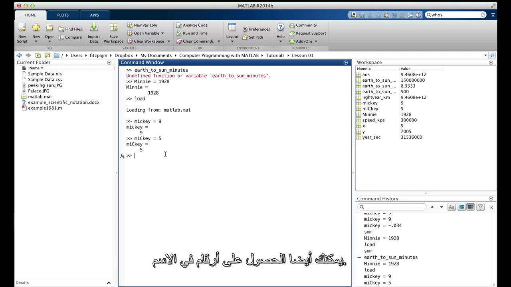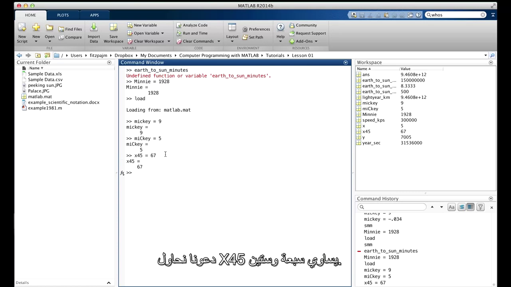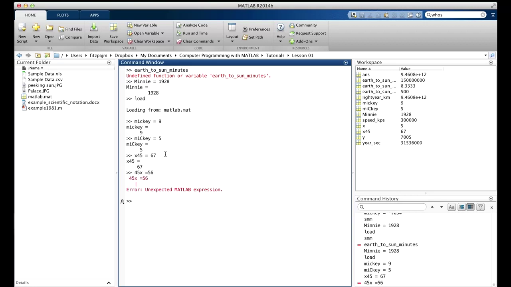You can also have digits in the name. Let's try x45 equals 667. And, well, but you can't have them just anywhere. There. You see red, so there's something wrong with that.